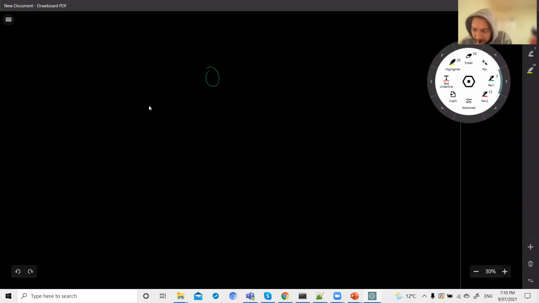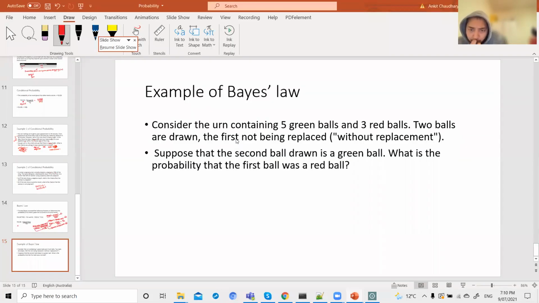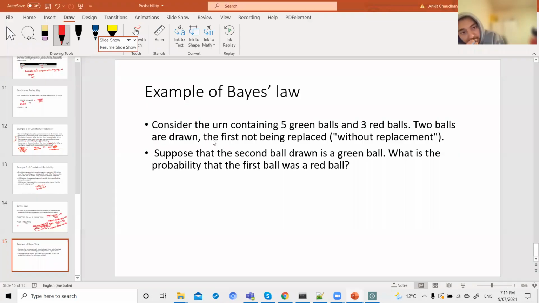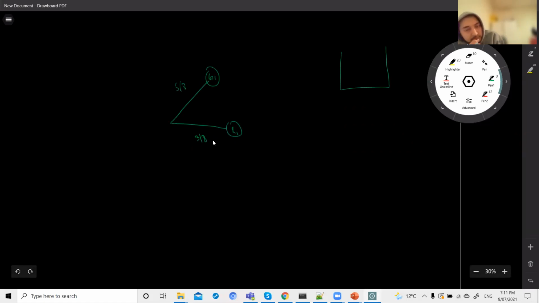So we have two balls, one is green and this is red. The probability of green is 5/8, and red is 3/8. Two balls are drawn, the first not being replaced. In a bucket we have green balls and red balls. Once we take out a ball, we don't replace it again.